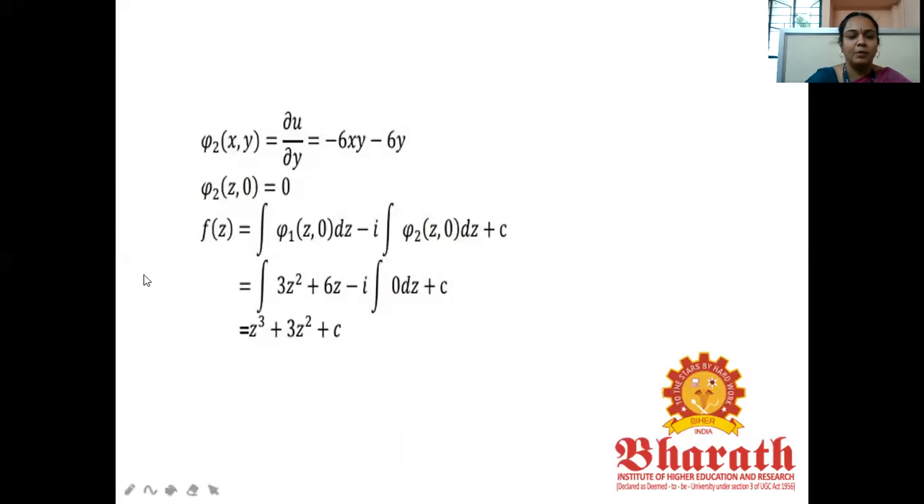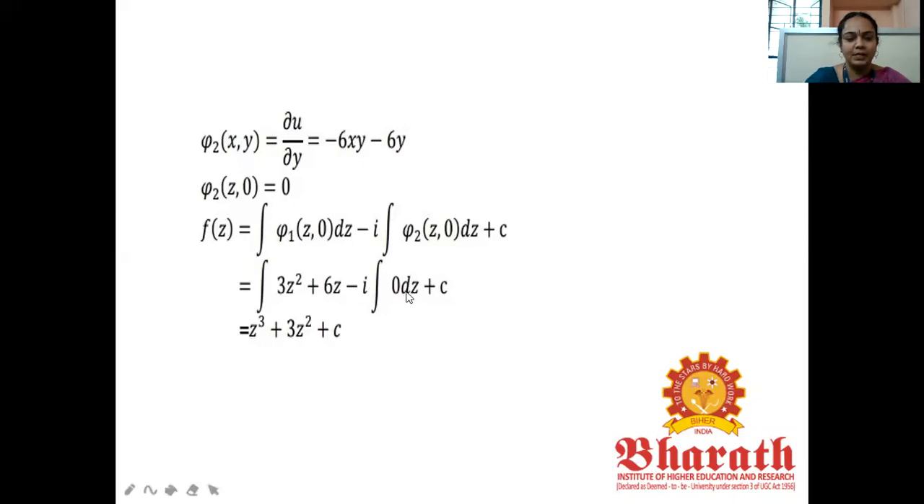Similarly, phi 2 of x comma y is ∂u/∂y equal to minus 6xy minus 6y. So in the place of x put z, in the place of y put 0, and we get phi 2 of z comma 0 is 0. So construction of an analytic function: f of z equal to integral of phi 1 of z comma 0 dz minus i times integral of phi 2 of z comma 0 dz plus c. We have phi 1 of z comma 0 is 3z square plus 6z, minus i into phi 2 of z comma 0, which is 0 here.